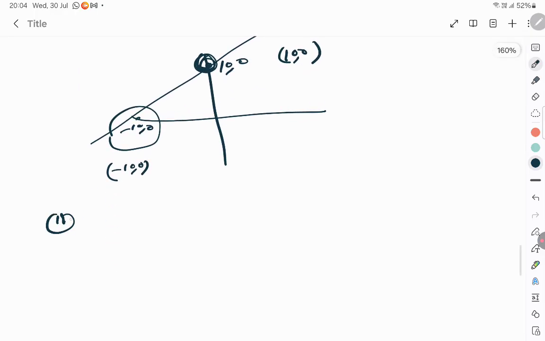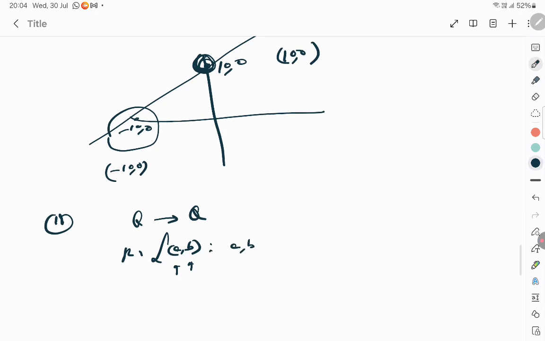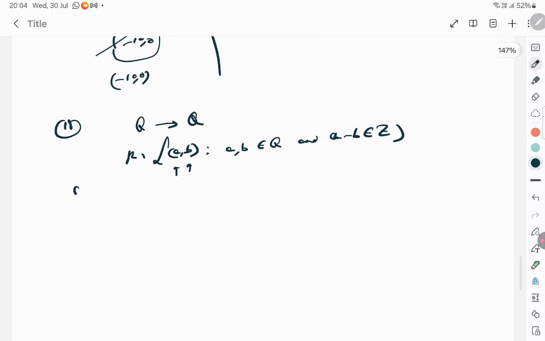It's the 19th question. Let R be a relation from Q to Q, which is given by R is equal to (A, B), ordered pair A and B, which means this x and y, where A, B belongs to Q and A minus B is an element of integers. Show that (A, A) is an element of R for all A that is an element of Q.